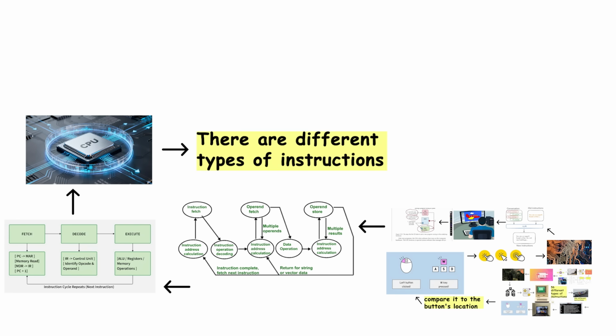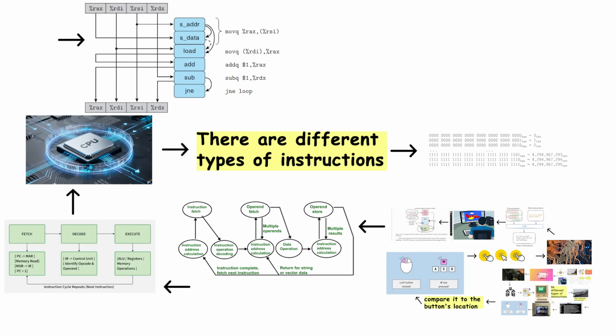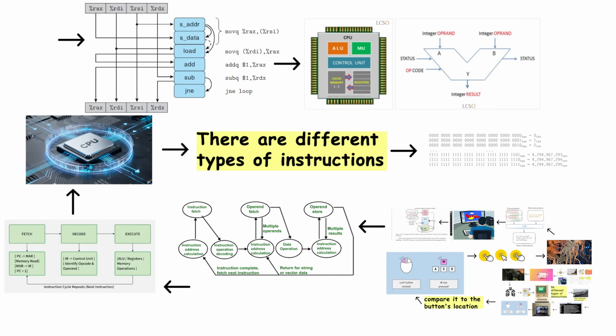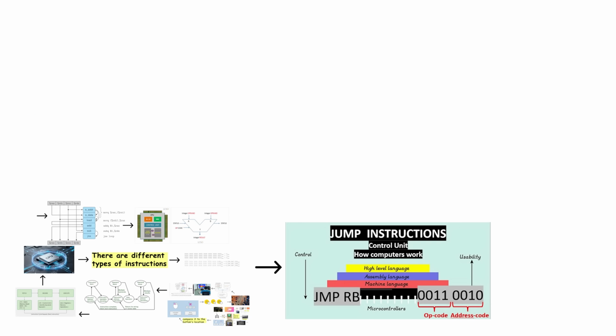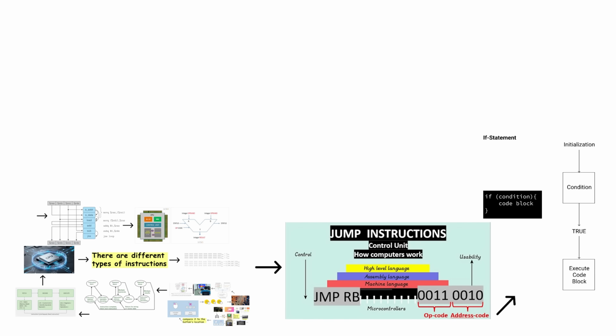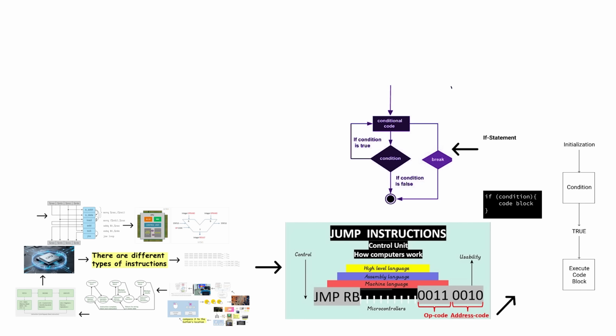There are different types of instructions. Load instructions grab data from memory. Store instructions save data back to memory. Math instructions use the ALU we talked about earlier. Jump instructions let the program skip around, which is how loops and if statements work in code. Branch instructions make decisions based on comparisons.